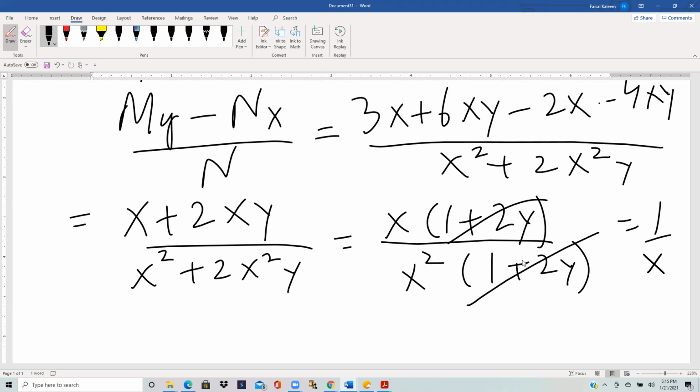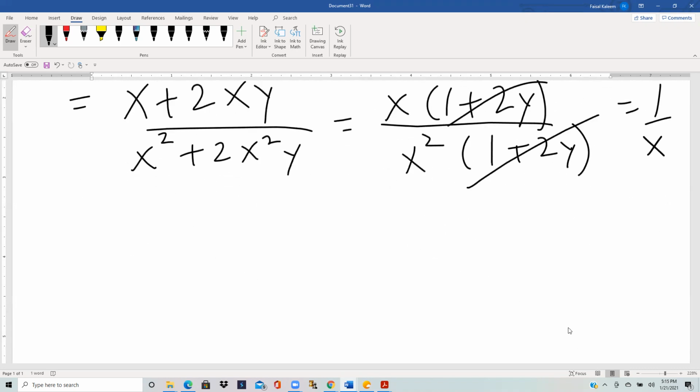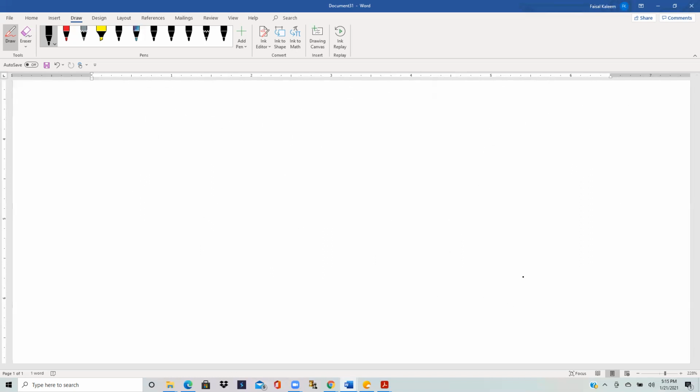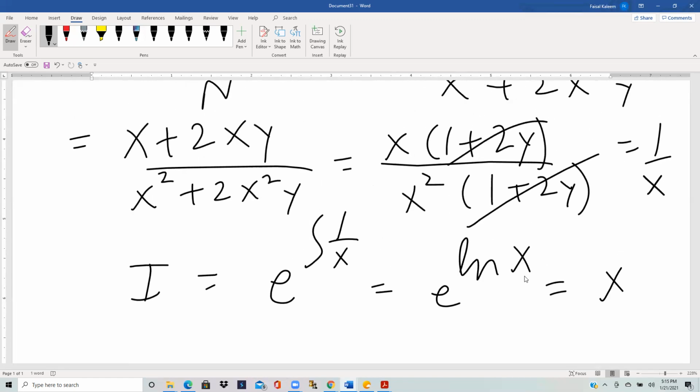So this one works. So the integrating factor is e to the power of the integral of whatever you got in the quotient. So e to the power ln x, the e and the ln canceling, you just get x. So we will multiply the original equation by x to turn it into an exact equation.